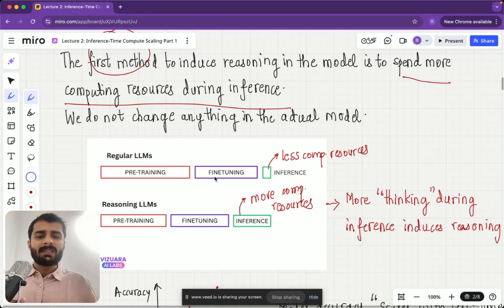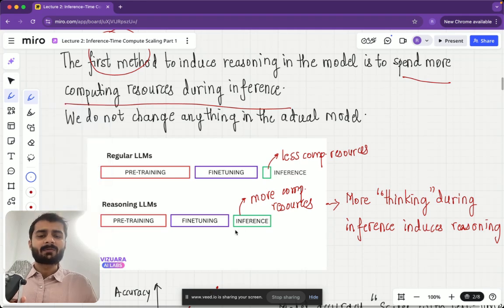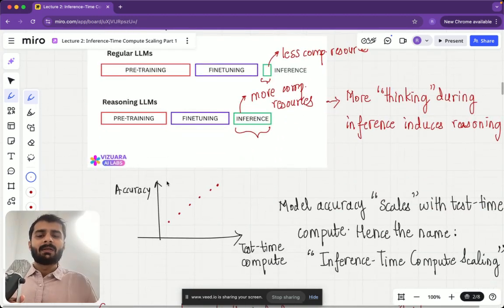In this picture, you can see that in reasoning based LLMs, there are significant computational resources being used in the inference, which I will mark with my pen over here. And in the regular LLMs, inference happens pretty much instantaneously. It's very fast. And there is a reason why people do this. The reason is that we see a scaling which looks like this. As the test time compute increases, the accuracy of the model also typically tends to increase.